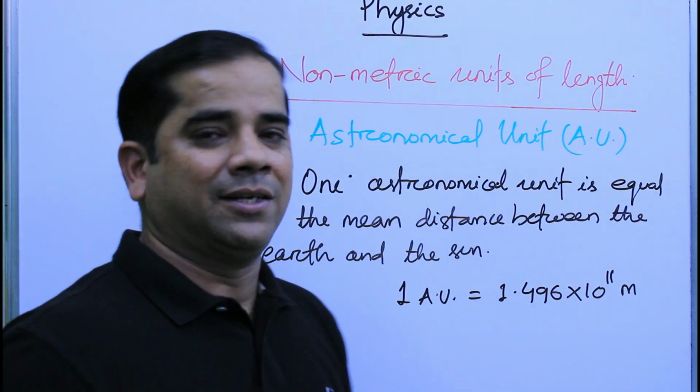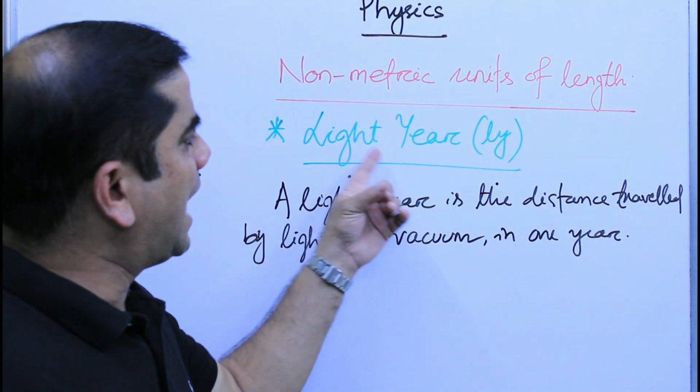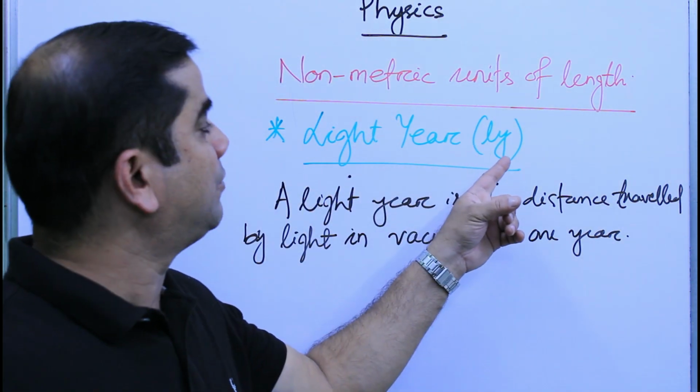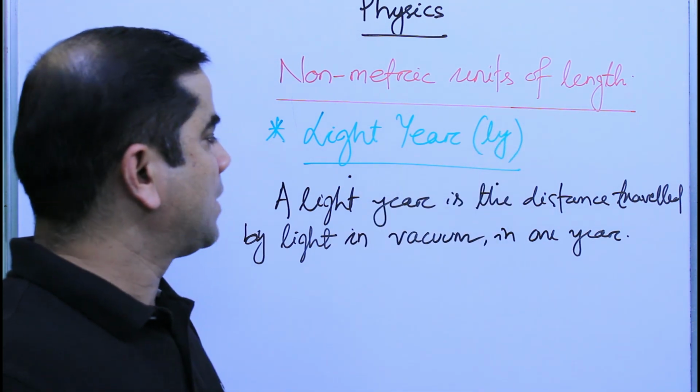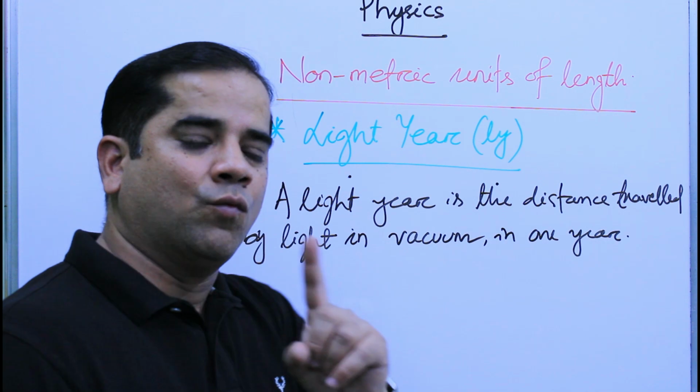Okay, students, let us now discuss light year. Light year, which is represented as ly, is the distance travelled by light in 1 year.